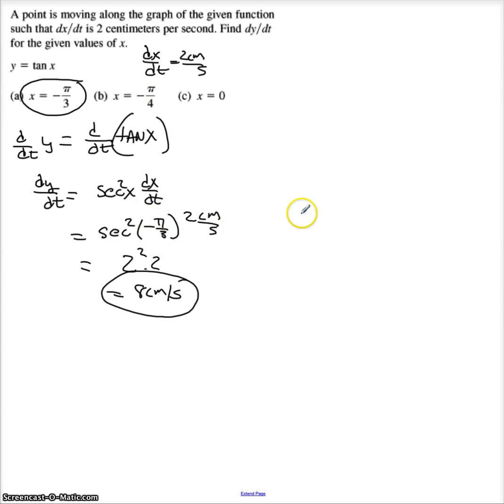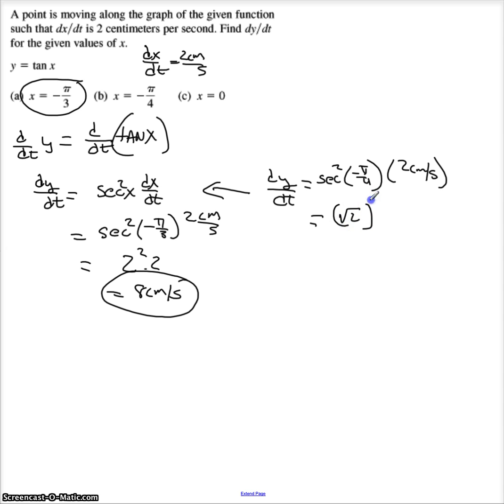When x is minus pi over 4, I start right here, at the same spot. You don't have to redo anything. dy/dt is secant squared of minus pi over 4 times dx/dt, which is 2 centimeters per second. So on parts A, B, C, and D, you don't have to redo the derivative, but you do have to show the plugging in part. So secant squared of minus pi over 4 is square root of 2, and that's squared times 2, so that's 2 times 2 is 4 centimeters per second.